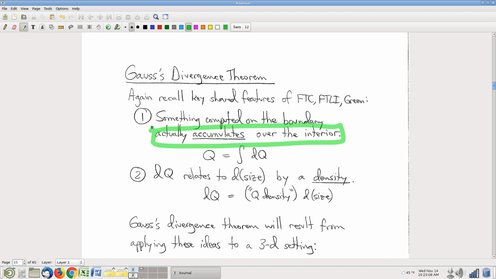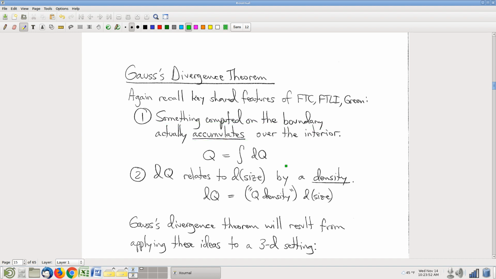Mass is my favorite example of an accumulating quantity, right? If you're interested in the mass of a thing, if you chop it up into a bunch of little pieces, the sum of those little masses is, of course, the total mass, right? So, mass is obviously accumulating. It's not clear that these boundary computations are accumulating quantities, but they were. Change accumulates, thus giving us these two theorems. Circulation accumulates over the two-dimensional interior. So thus Green's theorem. Okay, so that's the first feature. There's something computed on the boundary that actually accumulates over the interior.